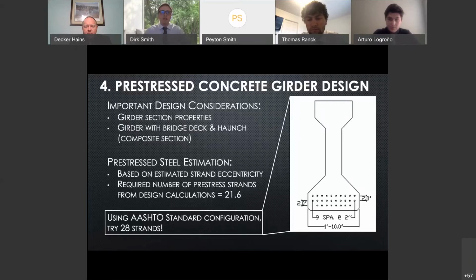After understanding the girder section properties and the stresses due to loads on the bridge, we were able to estimate the required amount of pre-stressed steel in each girder as 21.6 strands. For a conservative design and idealized strand arrangement, we decided to try 28 pre-stressing strands. The steel is 1/2 inch diameter, 270 KSI high-strength steel.